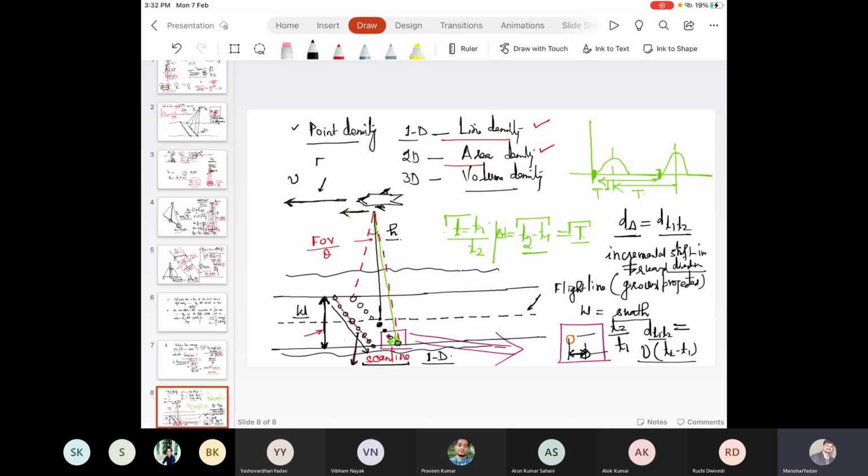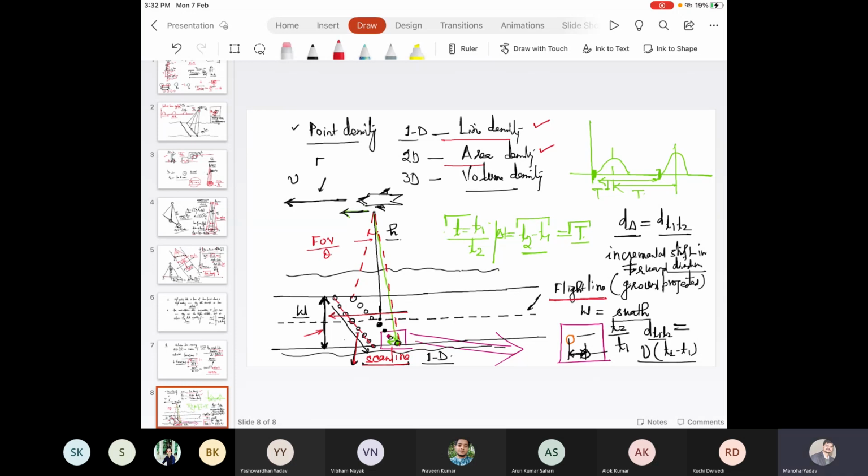What could be the next? In one direction, we have decided along the scan line we calculate a point density. It is called 1D, line density. Another reference direction can be taken as the forward direction in which this aircraft is flying. This one. And that we consider the flight line.